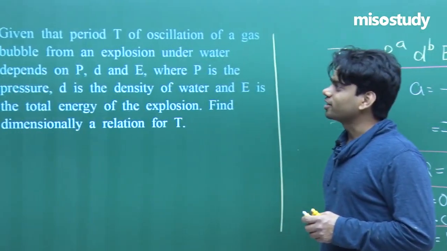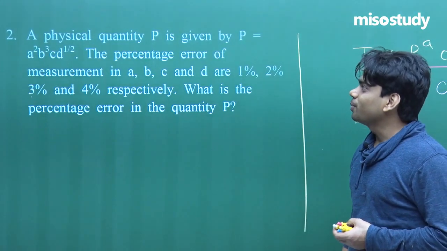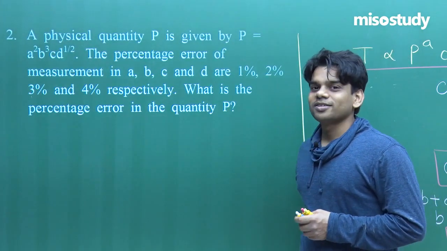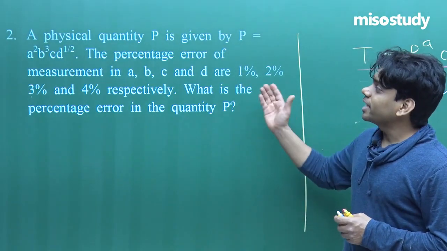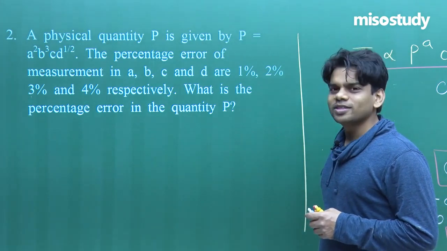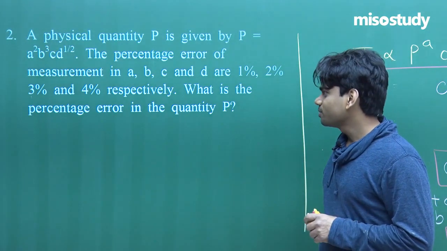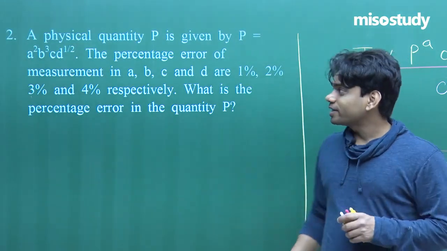We have the next question: a physical quantity P is given by P equals A square B cube C into D to the power half. The percentage errors of measurement in A, B, C and D are 1%, 2%, 3% and 4% respectively. What is the percentage error in the quantity P? Let's go ahead with its calculation.